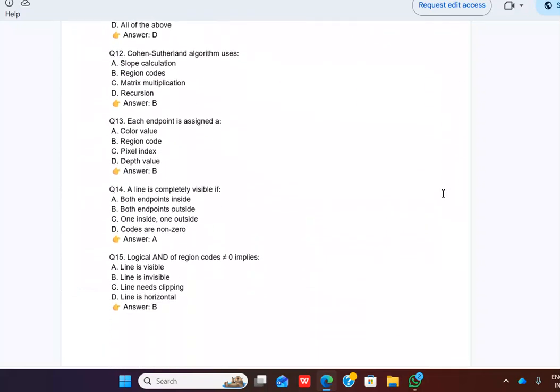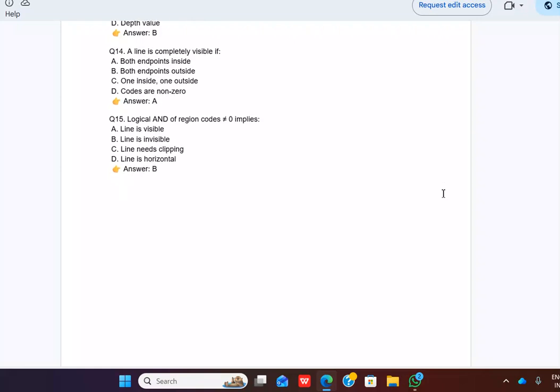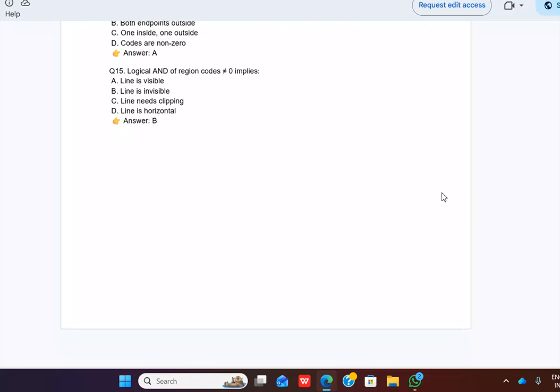Cohen Sutherland algorithm uses B, region codes. Each endpoint is assigned a region code. A line is completely visible if both endpoints are inside. A logical AND of region codes not equal to 0 implies the line is invisible.